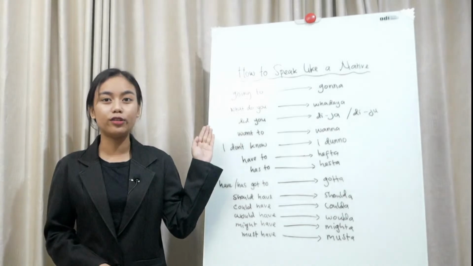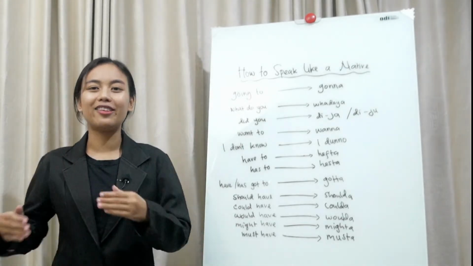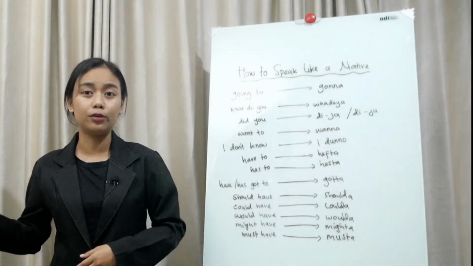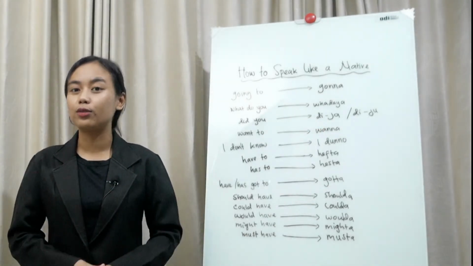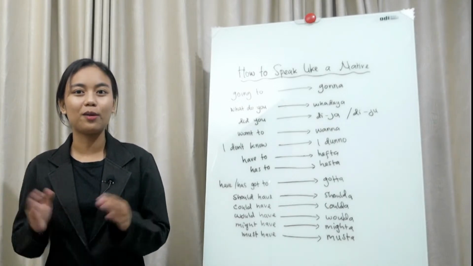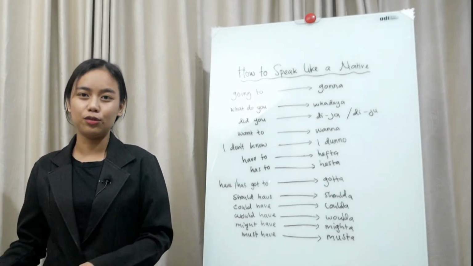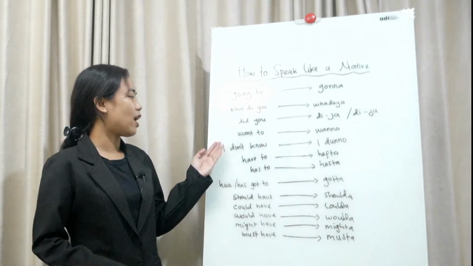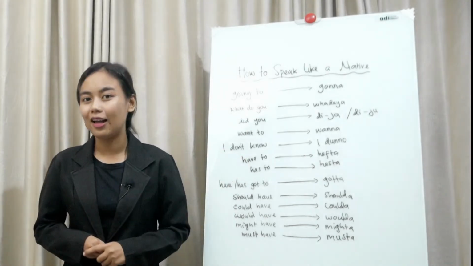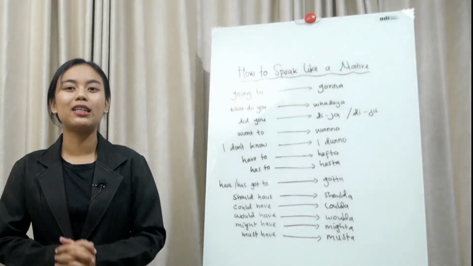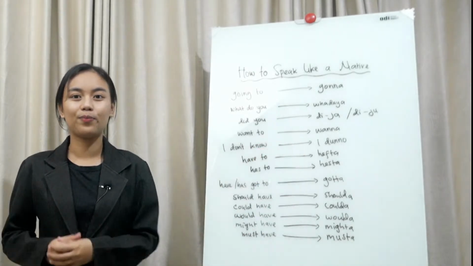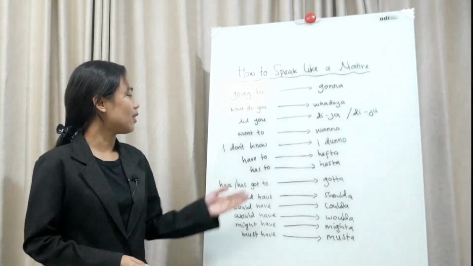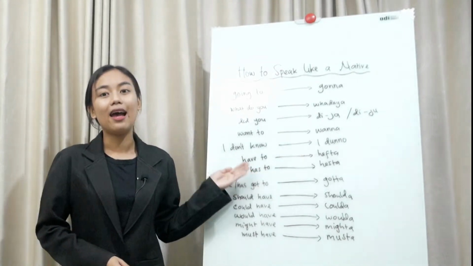Next, we have want to. Want to berarti ingin. We can shorten it into wanna. I want to go to New York. Aku ingin pergi ke New York. Bisa disingkat menjadi I wanna go to New York. Next one, we have I don't know. I don't know bisa disingkat menjadi I dunno. Let's say it with me. I dunno.